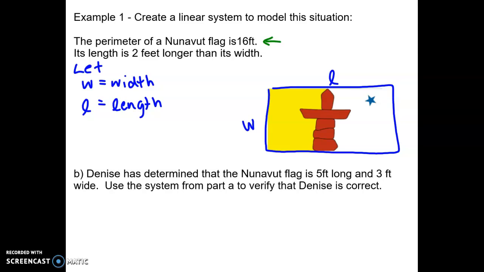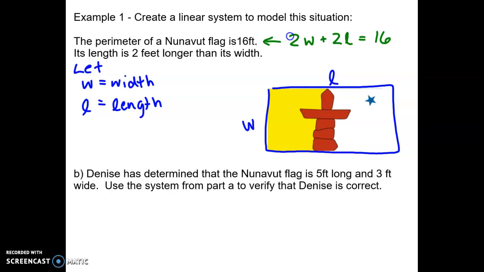Now the perimeter would be 2 W's, because there'd be a W on each side, 2 widths, and 2 lengths, which give us a total of 16, because the whole way around is 16. So we'd say 2W plus 2 lengths equals 16. Again, that's because there'd be 4 sides of a rectangle, 2 of them are widths and 2 of them are lengths. Now the next part here is what's a little bit trickier.